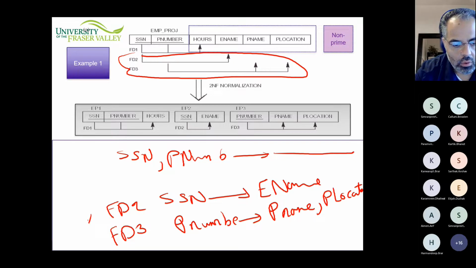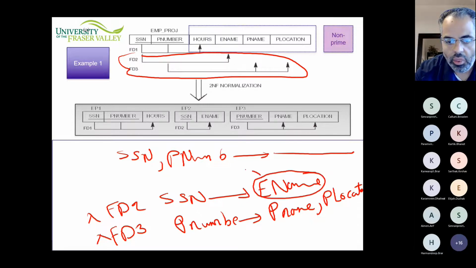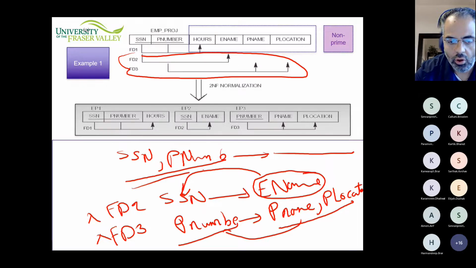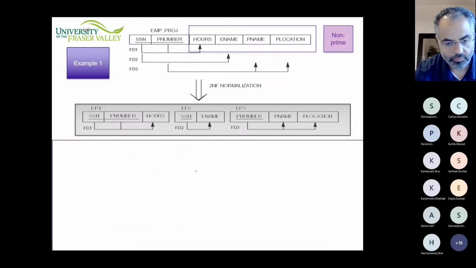FD2 and FD3 violate second normalization because we have a non-primary attribute that depends on a part of the primary key, not the whole primary key. And here we have another two non-primary attributes that depend on a part of the primary key, not the whole primary key. This violates second normalization because second normalization says attributes should depend on the whole primary key.